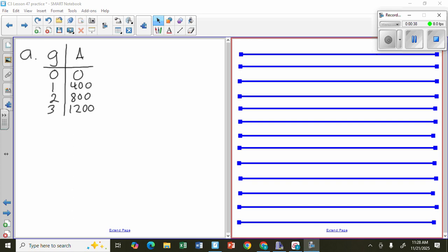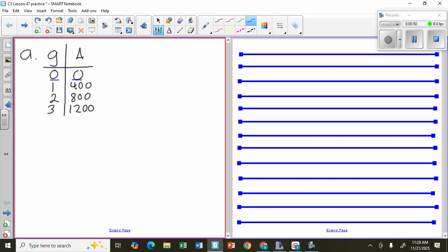So you notice my number A, I did the table first. So this will help me do my graphing. So if you look at your table, we've got 0 gallons is going to cover 0 square feet. 1 gallon covers 400 square feet, 2 gallons, 800, 3 gallons, 1,200 square feet. So now what we can do is we can use these to make our graph.